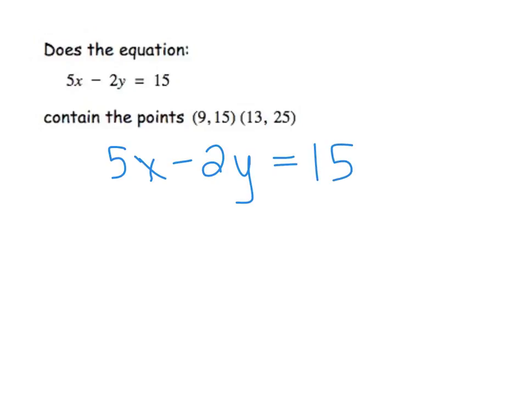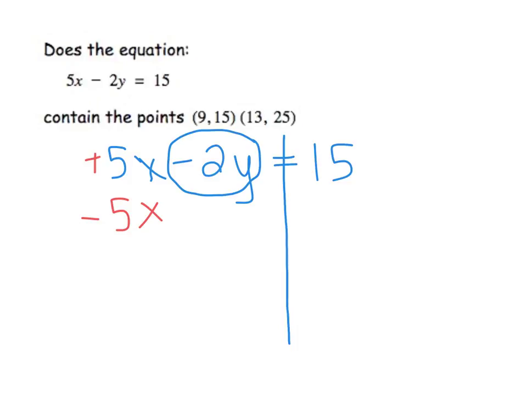So to solve it for y, I'm going to go ahead and draw my line down the middle and circle the term I'm solving for. And my goal is to get that term by itself on the left side of the line. So I'm going to need to move the other term that is there, which is the 5x. And right now it's a positive 5x, so the inverse of adding 5x is to subtract 5x from both sides.